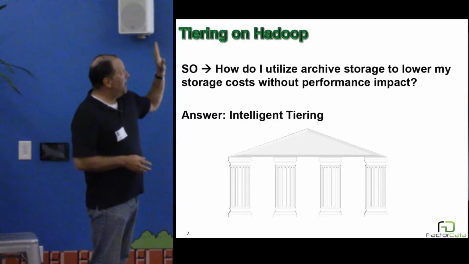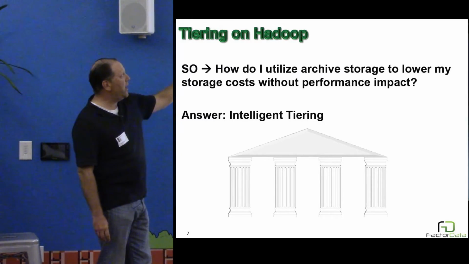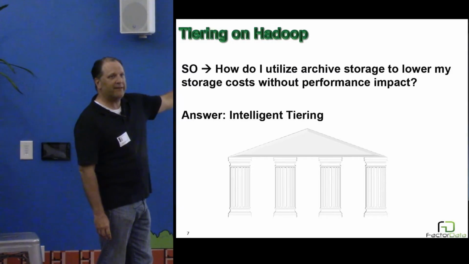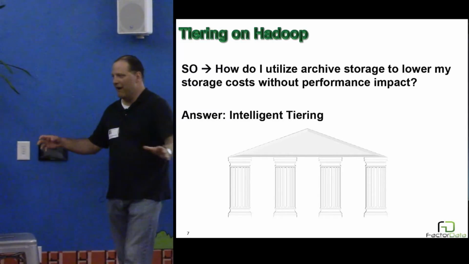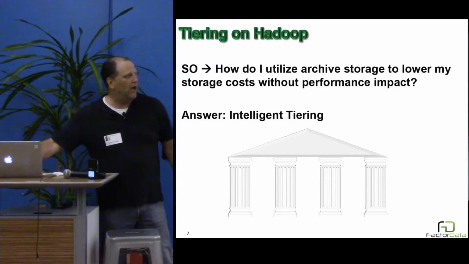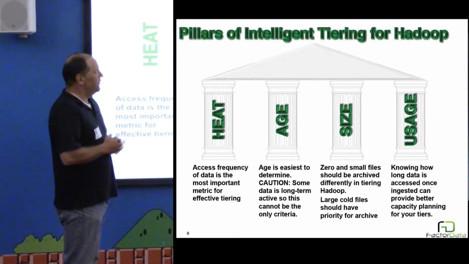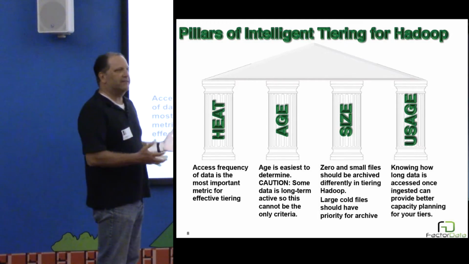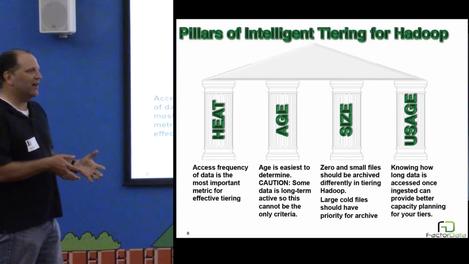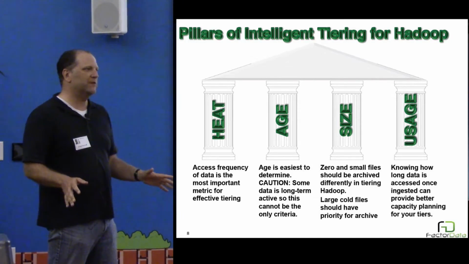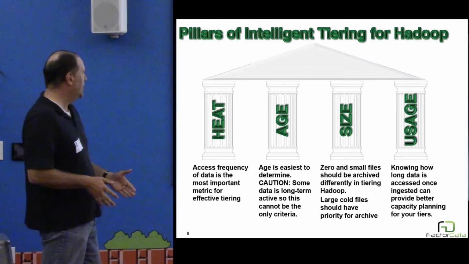So I want to utilize this archive storage mechanism, but I don't want performance to suffer. So what do I do to make sure that doesn't happen? The answer is intelligent tiering. And that's kind of where I've invented these pillars of intelligent data archiving for Hadoop. So really, you need all these things in order to make sure that the data you put in archive is not going to affect the performance of your environment and give you the capacity that you want at the lower price you want.